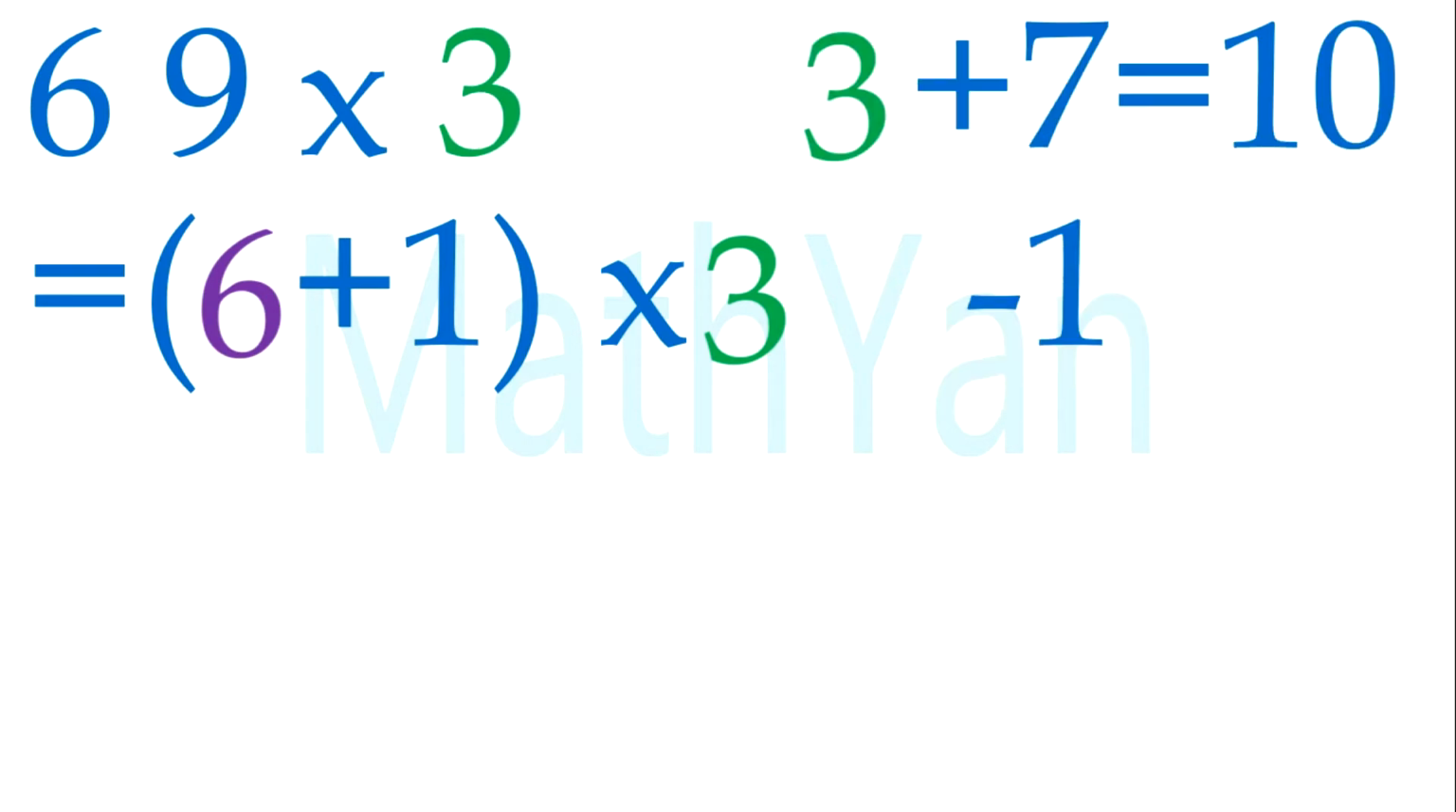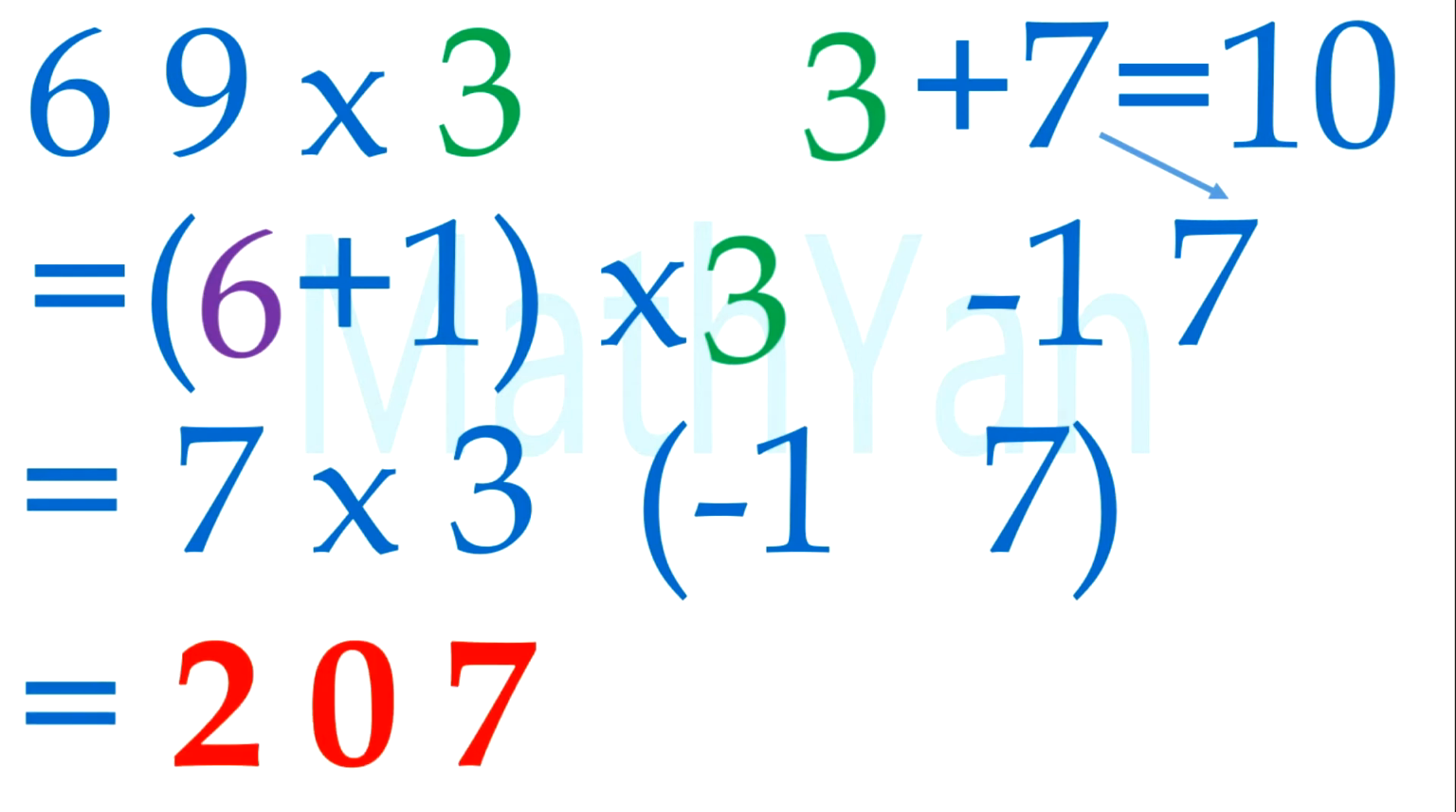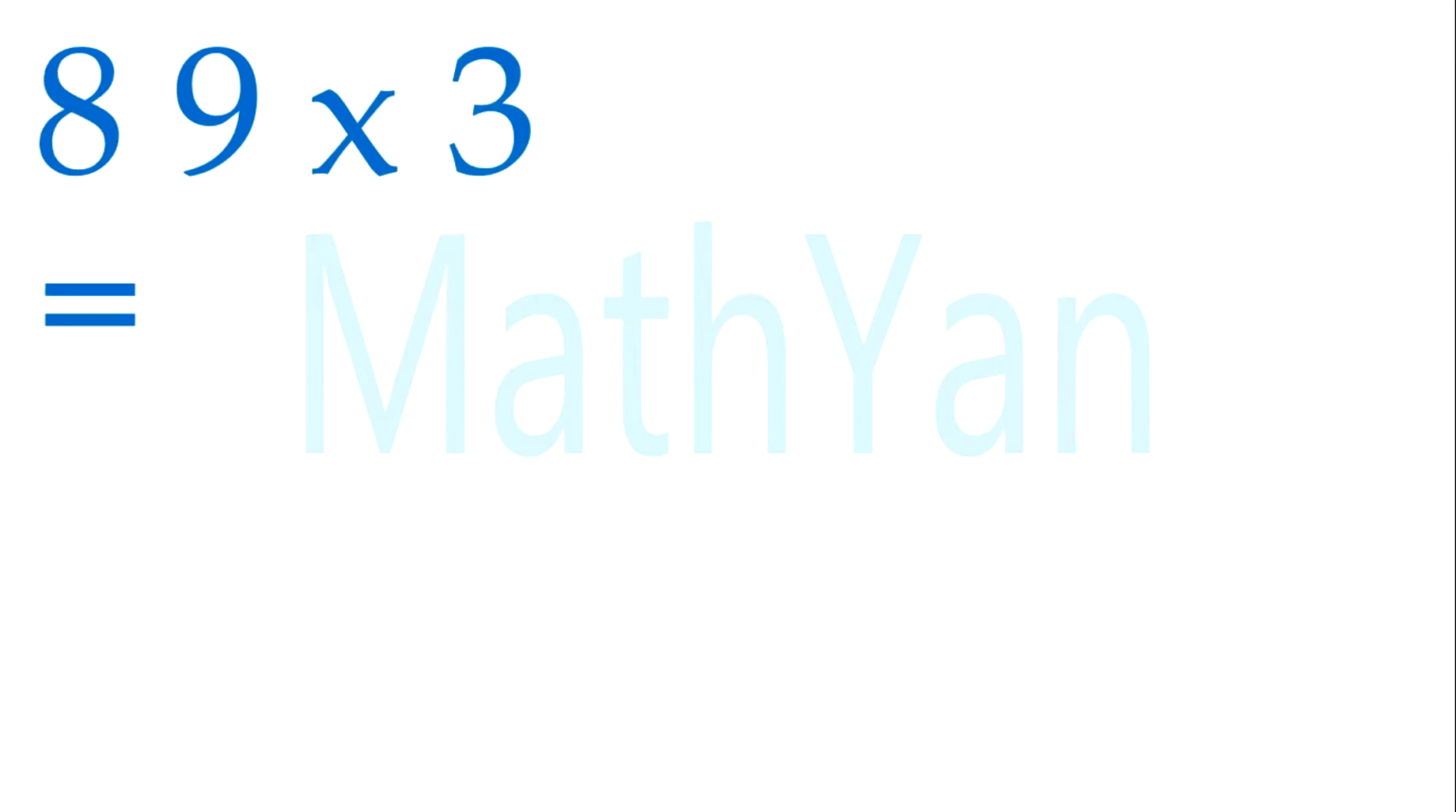So 3 plus 7 is equal to 10. So 7 will be the last digit. So 6 plus 1 is 7. 7 times 3 is 21. 21 minus 1 is 20. So it's 207. Yeah.